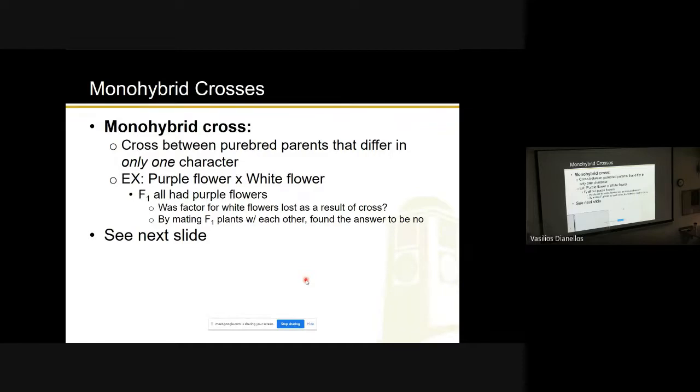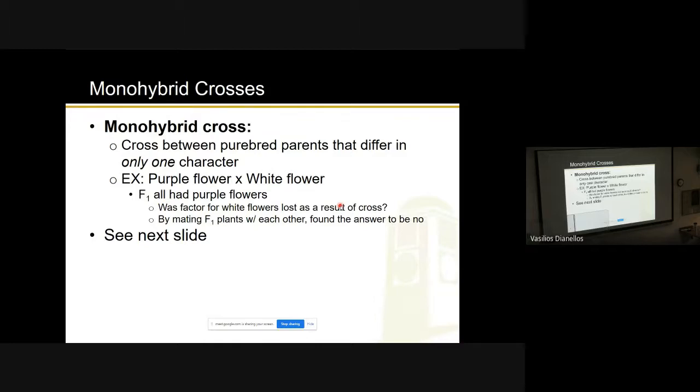And this might not sound interesting to you because you're sitting here listening to a lecture and because we know about genetics now. But imagine if that was you doing that experiment. And you just kept doing it and doing it and doing it. Like, where in the world did the white flower go? How come I don't see the white flowers anymore? And again, that was the observation. Going back to the scientific method here, the question from that observation was, was the factor for white flowers lost as a result of the cross? That was his question.